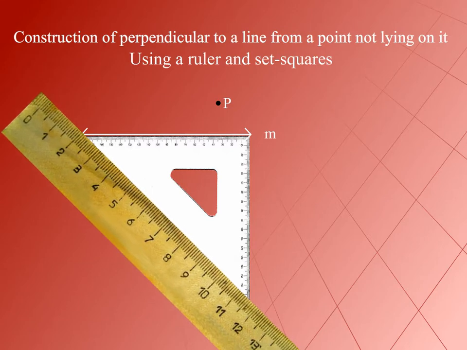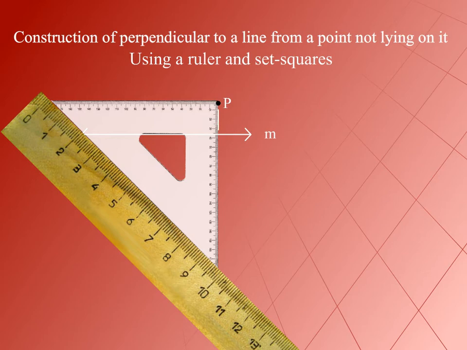Now, hold the set square fixed and place a ruler along the longest edge, as shown in figure B, opposite the right angle of the set square. Hold the ruler firmly and slide the set square along the scale until the point P coincides with the other arm of the set square as shown here.